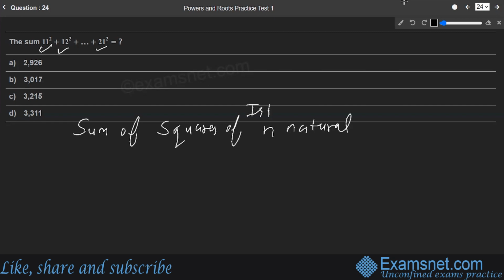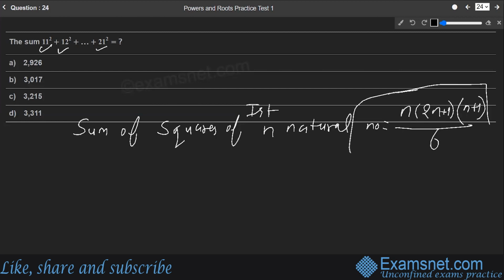The sum of squares of the first n natural numbers is nothing but n into n plus 1 into 2n plus 1 upon 6. That is the formula of the sum of squares of the first n natural numbers: n into n plus 1 into 2n plus 1 over 6. Now we have to manipulate this expression further.